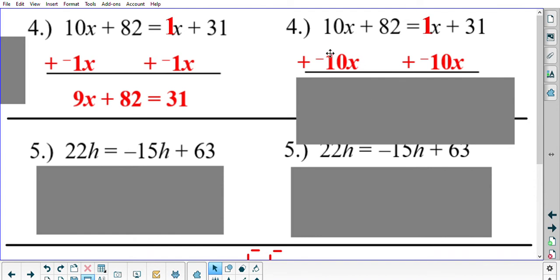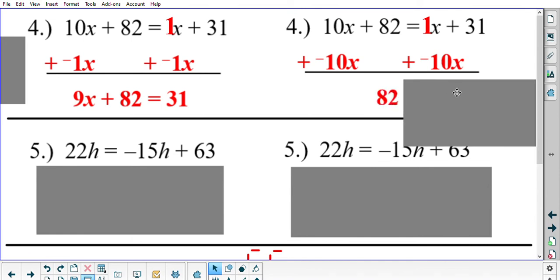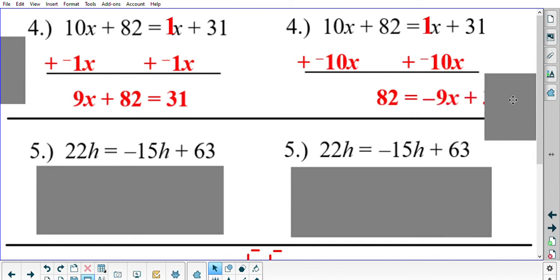Right-hand side, or the other version, I mean, of doing this problem. If you add by negative 10x on both sides, then the variable disappears on the left-hand side because that would give you 0x, which is just 0, and that remains with just 82. Right-hand side would give you negative 9x plus 31. So that's the two different ways that you could have done number 4.